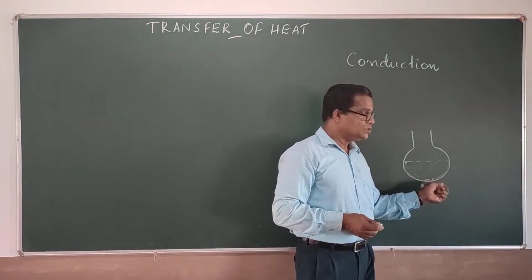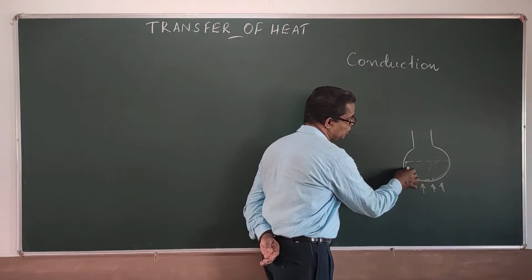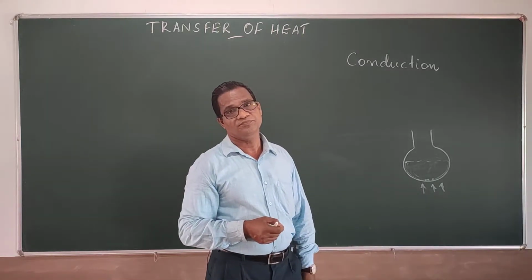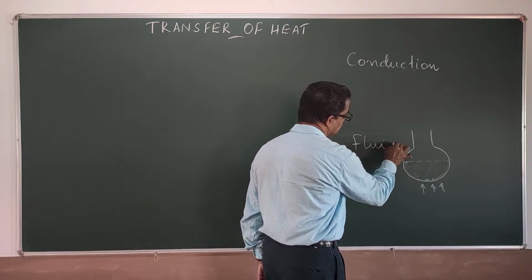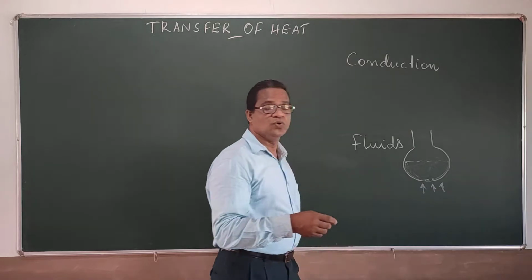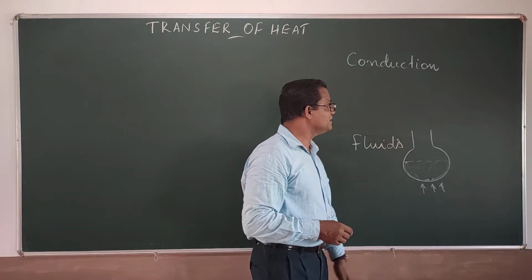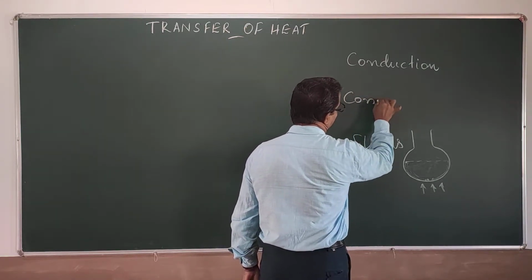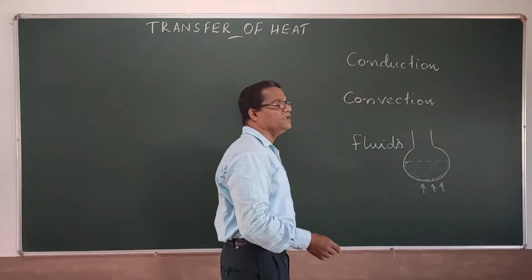Okay? So here actually what is happening is that heat is transferred from the hot end to the cold end with the movement of the particles of the medium. This is happening in the case of fluids, substances which can flow. So this type of heat transfer we call convection. Convection of heat.